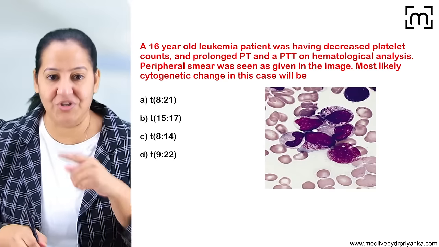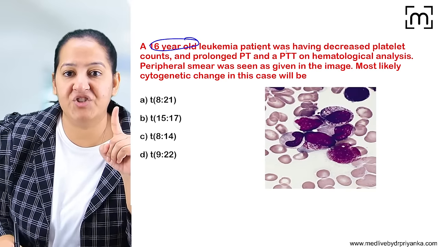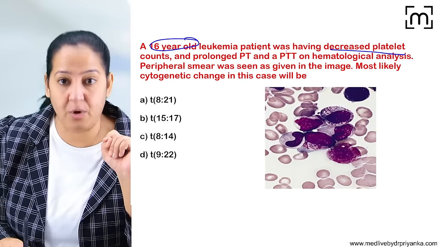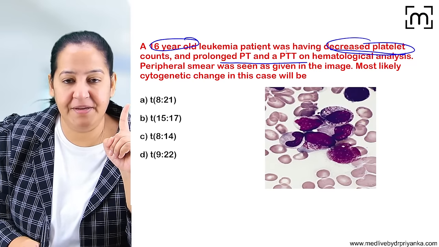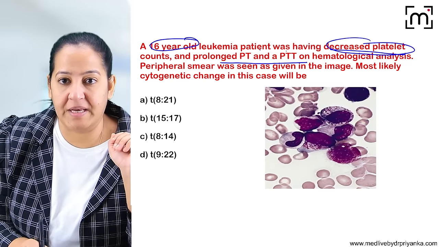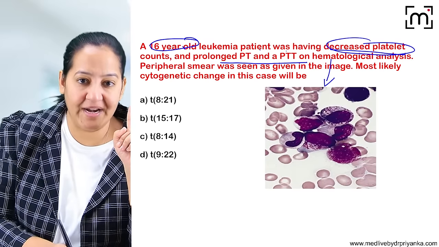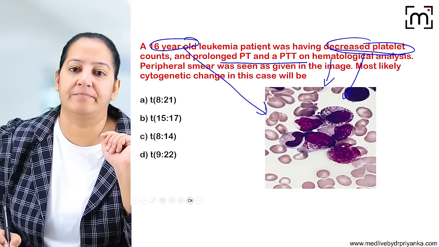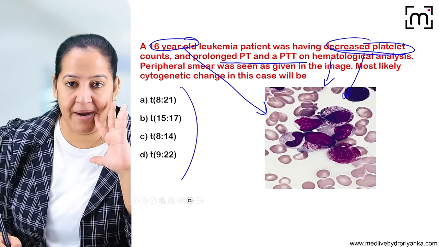Okay, one more image based question. There is a 16 year old leukemia patient who has decreased platelets. Look at the age, age is always important. Platelets are less, prolonged PT and APTT, I mean bleeding time is more, so thrombocytopenia, and a peripheral smear is given. So combine the clues. Look at the age, look at the image and look at the thrombocytopenia. Combine all three and tell me the translocation.